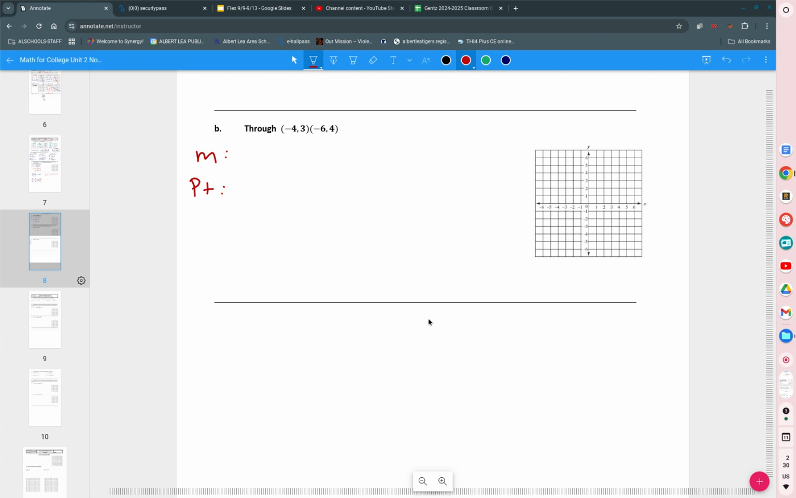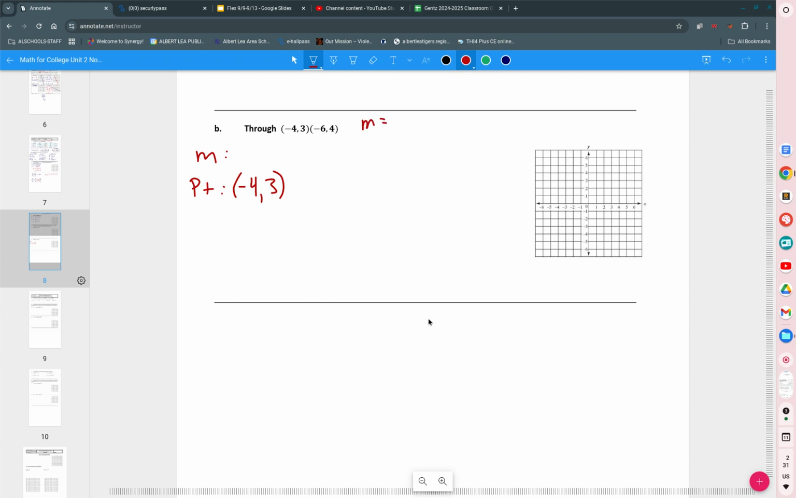Caitlin, which point do you want? Do you want negative 4, 3, or do you want negative 6, 4? Negative 4, 3. She wants negative 4, 3. If she would choose negative 6, 4, she'd come up with the exact same result. She chose negative 4, 3. Now, they don't give me my slope, but I can figure out my slope using my slope formula.